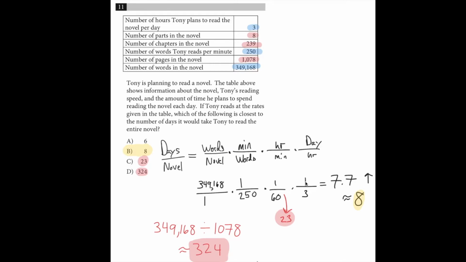Now, if you forget the 1/3, if you forget that he's only going to read 3 hours a day, and you stop here, then you get to the trap answer of 23. And then if you take this and divide it by 1078, you get a trap answer here. If you only take these two numbers and divide them, you get the other trap answer of 324.